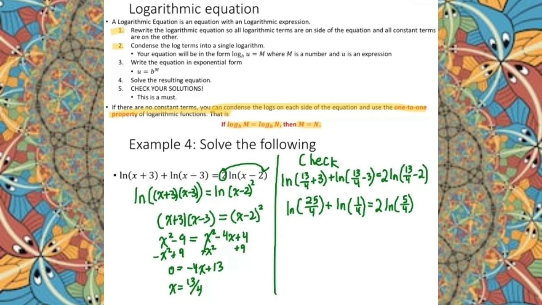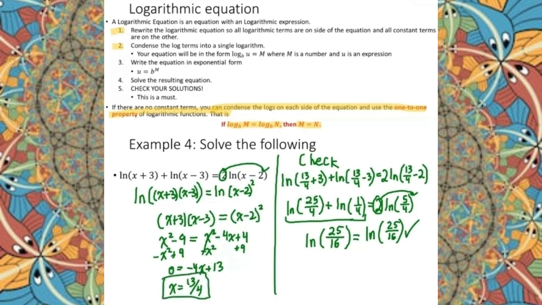Since I know everything is going to be defined, I can continue checking to make sure my answer is correct. I could either throw this into the calculator, or I can continue using logarithmic properties since I know everything is going to be defined. Using the logarithmic properties, when I add my two logs on the left-hand side together, I know I'm multiplying their inputs. 25 fourths times 1/4 is 25 sixteenths. 2 times the natural log of 5 fourths, bringing that in as an exponent, the right-hand side will become the natural log of 5 fourths squared. 5 fourths squared is 25 over 16. So I have the natural log of 25 over 16 equal natural log of 25 over 16. That is true. Everything is defined. So x equals 13 over 4 is our solution.